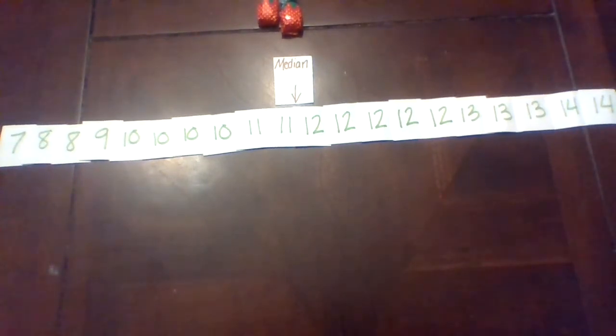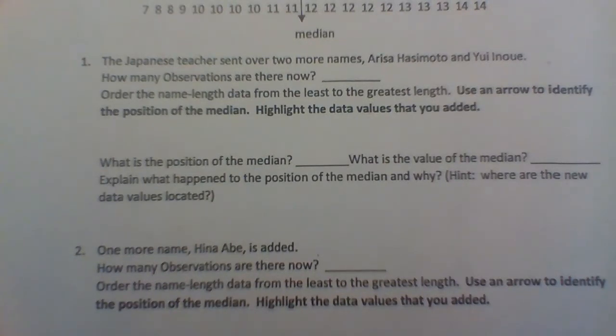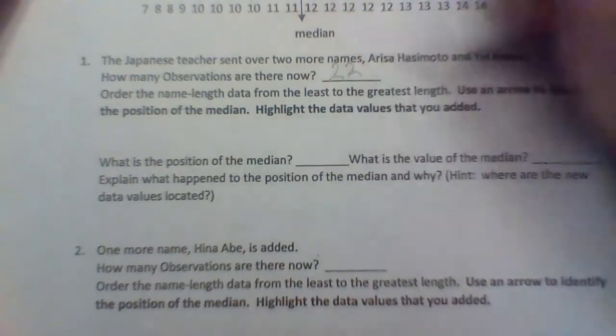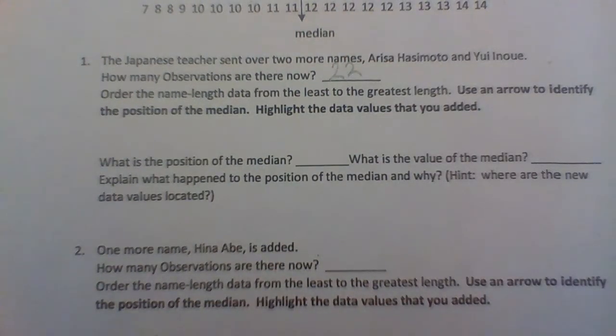And then I'm going to refer back to your worksheet so we can talk a little bit more about what's happening next. All right, so now for number 1, it says the Japanese teacher sent over 2 more names, Arisa and Yui. And it asks how many observations are there now? Well, we originally had 20 plus 2 more. So we're going to add to our paper here that we have a total of 22 observations. And it's telling you to order the name length data from least to greatest, use an arrow to identify the position of the median, and highlight the data values that you added.